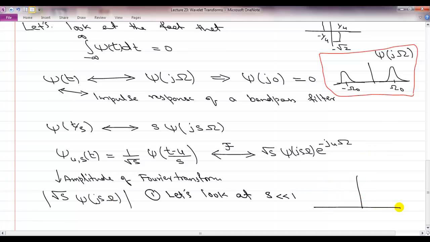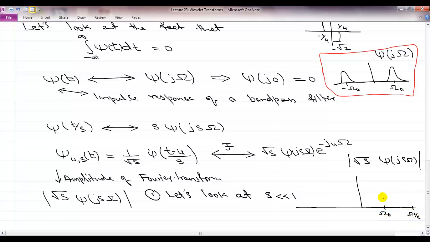and if I look at the magnitude here, which is square root of s times |psi(j s omega)|, this omega naught will move to omega naught over s, which will be bigger than omega naught because s is much smaller. You're dividing by a very small number, so omega naught divided by s is going to be a much bigger number than omega naught. So if s is much smaller than 1, then my omega naught sits somewhere here, but my omega naught over s is going to be somewhere here.